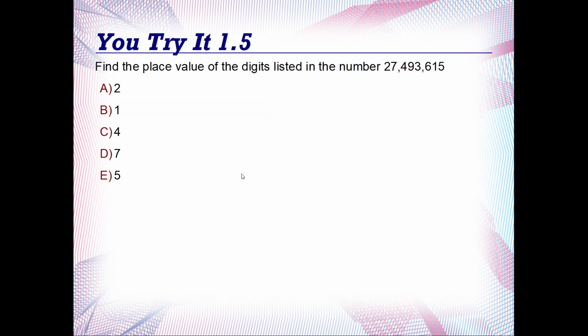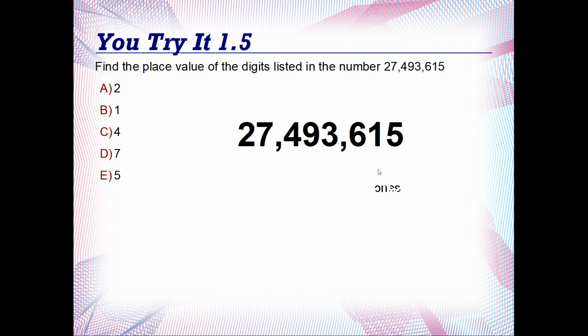You Try It 1.5. Find the place value of the digits listed in the following number. Okay, so I have the number written out here. And let's identify all these periods. Here we have the ones period. And the next period to its left will be the thousands period. And the period to its left will be the millions period.